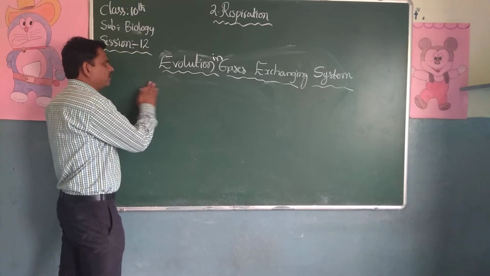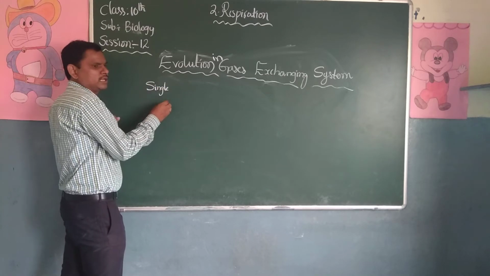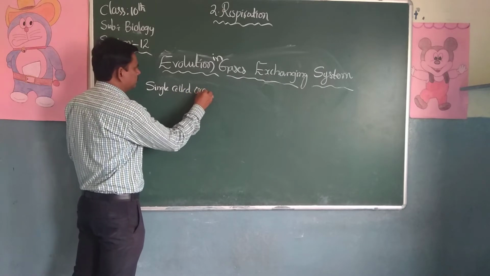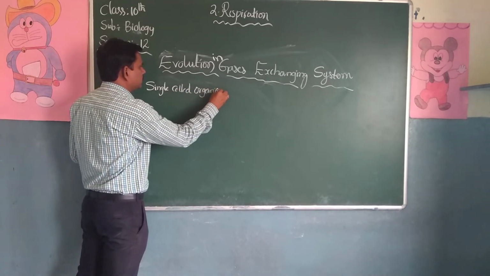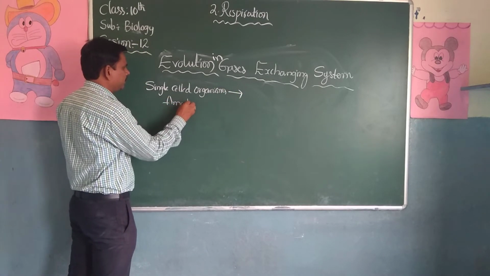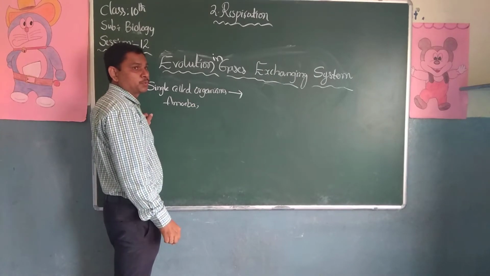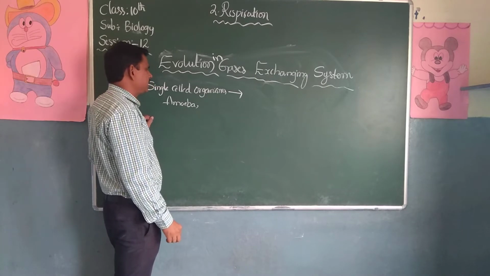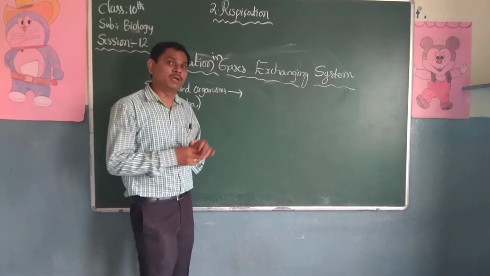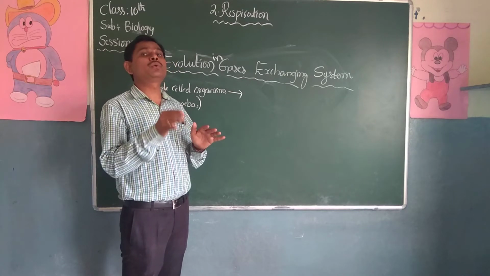The evolution of gases exchanging system. For example, a single celled organism. What is an example of a single celled organism? Like amoeba. The best example is amoeba. Paramecium, planaria, protozoans, so many examples are there. How amoeba captures the food materials we also discussed. Amoeba captures the food material through the pseudopodia.